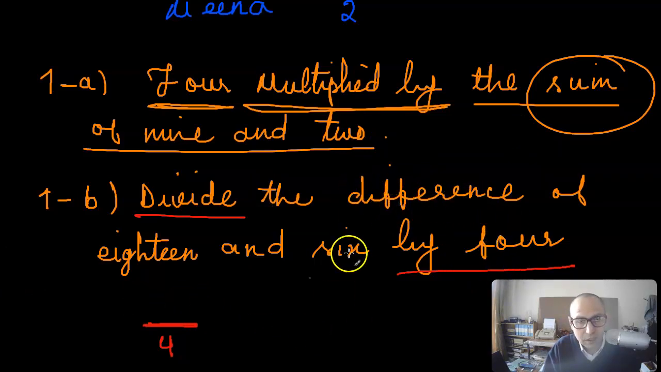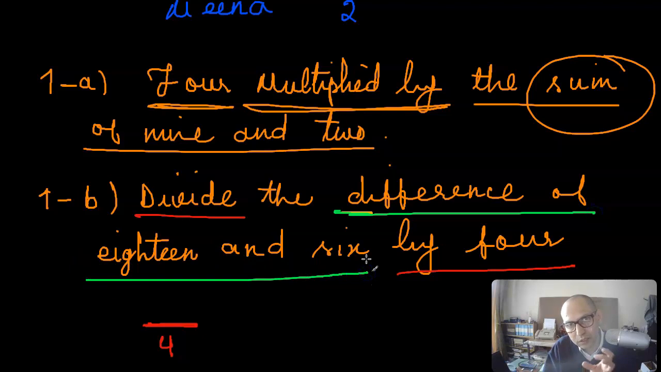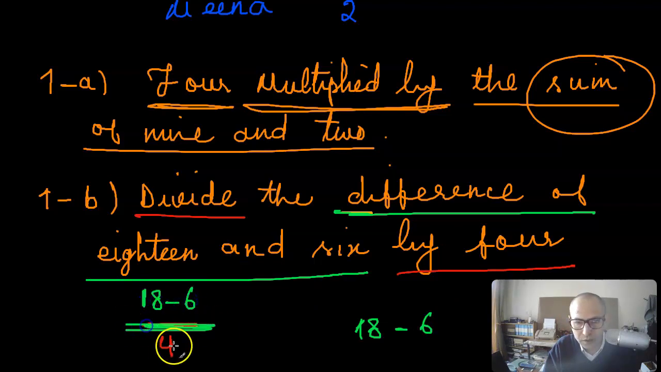And then what is it that I'm dividing by 4? It is the difference of 18 and 6. The difference of 18 and 6 means subtraction, as we mentioned. So that means 18 minus 6. I have to write 18 minus 6 in the numerator and then divide that by 4, right?